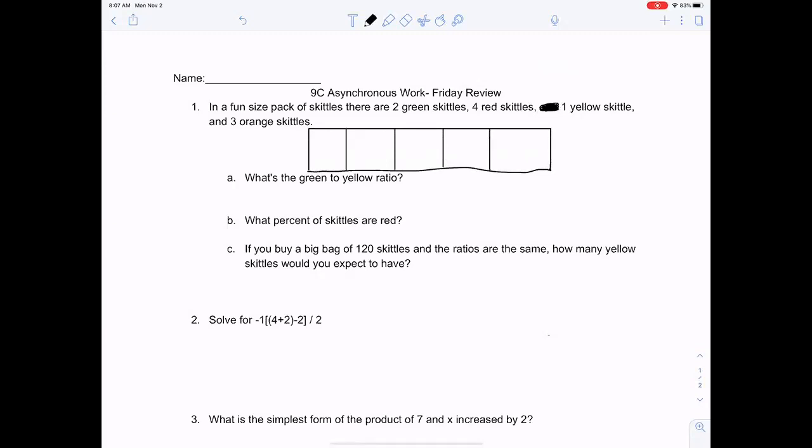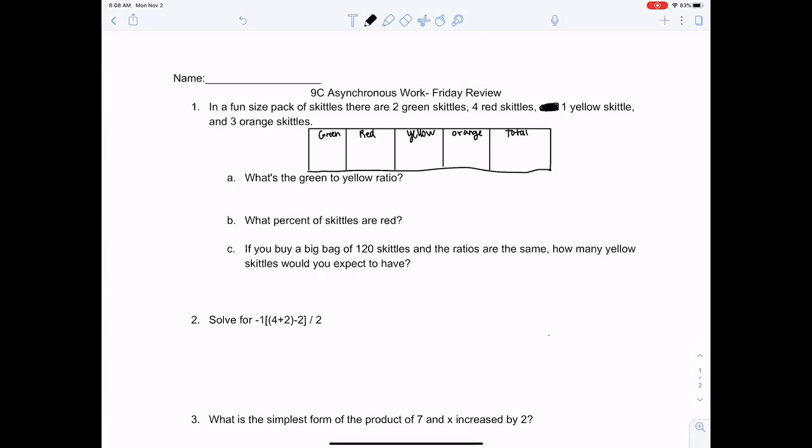And what would be helpful to them. So I do know that I have green, red, yellow, and orange Skittles. What did we mention that was also nice to have? Total. This would help us whenever we're comparing a Skittle color to a total or a proportion. So you'll see that for parts B and C.